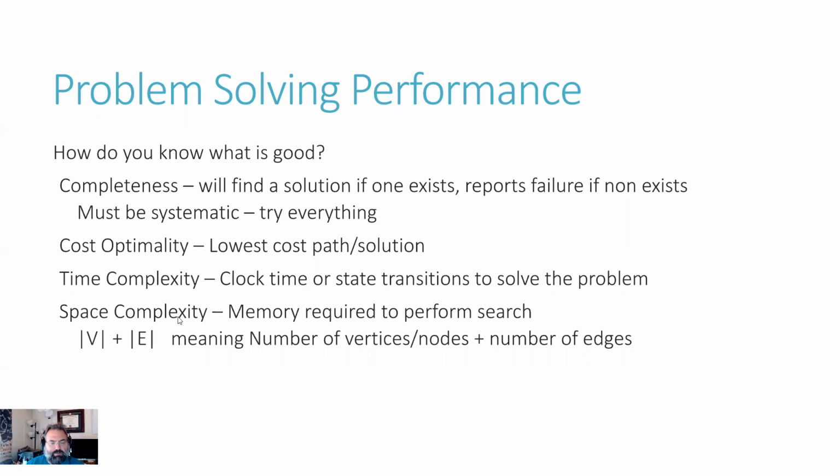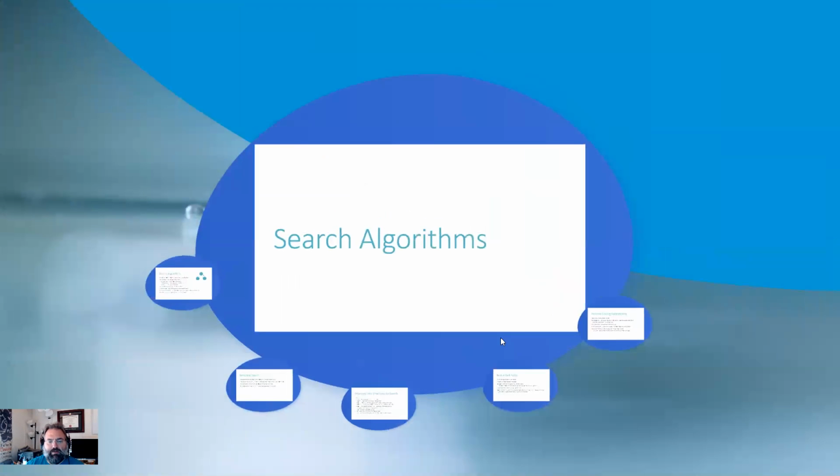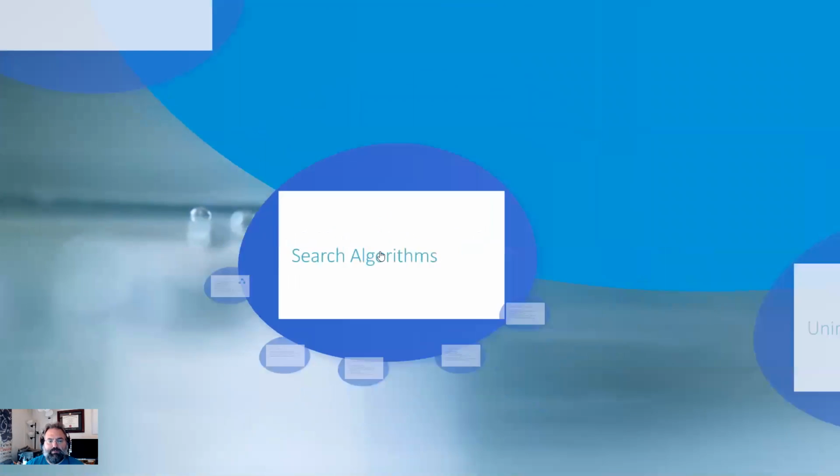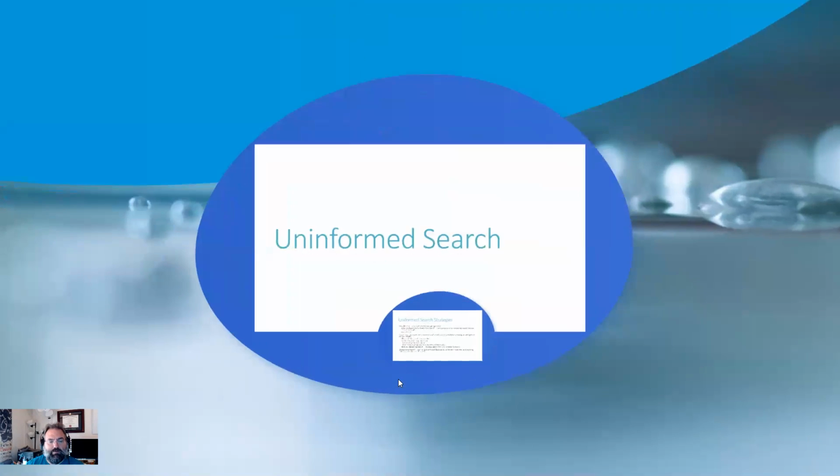The space complexity is the amount of memory that's required to perform the search, which means if you're having to store the number of states that you're going through, at the very least you're looking at the number of vertices or nodes plus the number of edges. So if you're dealing with something like Go, which is a game that has a great many states, it may become impractical to store all of them and evaluate all of them simply because of computational resources.